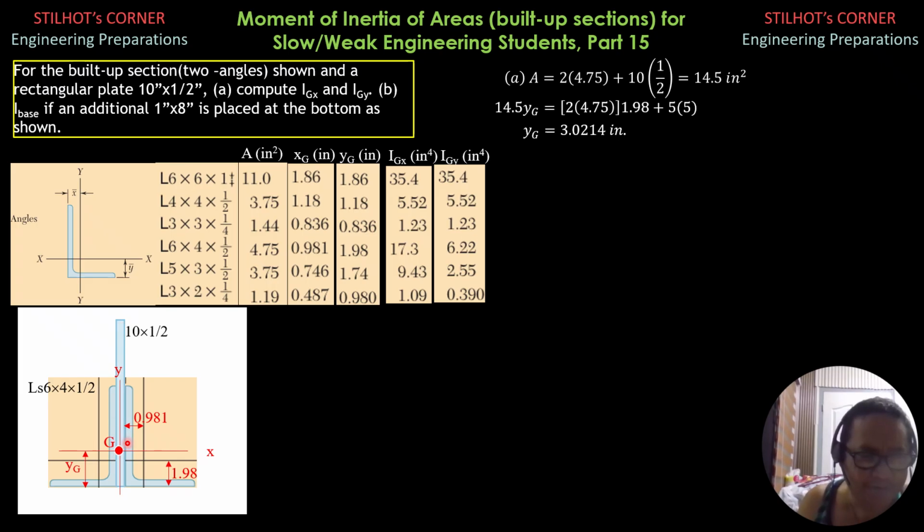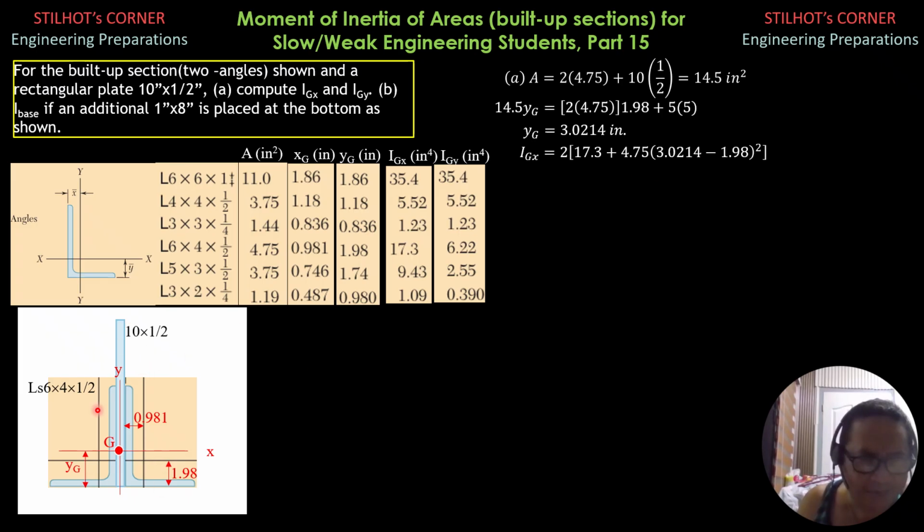location. So for the two angles, it is 2 times IGX, and IGX is 17.3. The area is 2 times, the area is 4.75, and the distance is equal to YG quantity 3.0214 minus 1.98. So the distance between these two parallel axes. So 2 times quantity 17.3 plus 4.75 times quantity YG 3.0214 minus 1.98 quantity square.